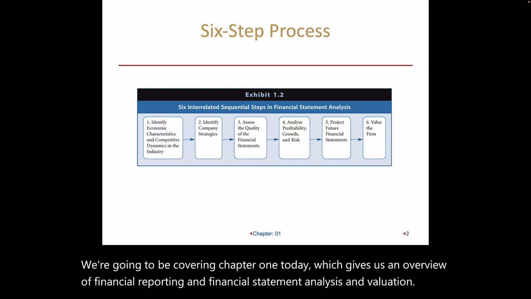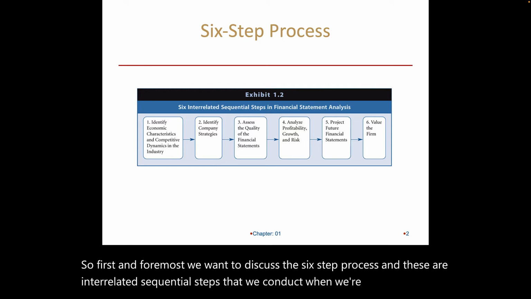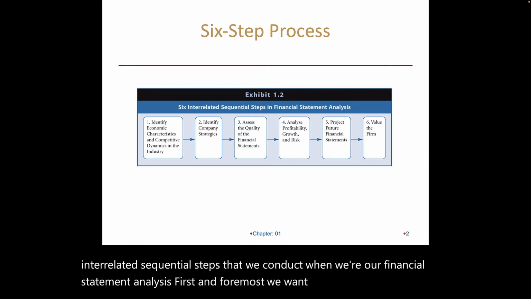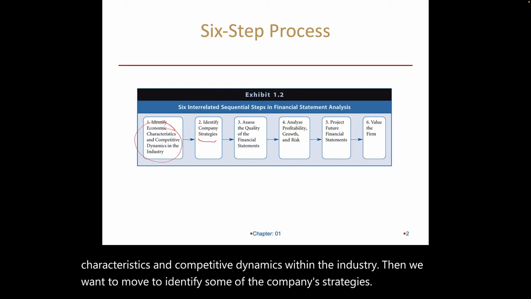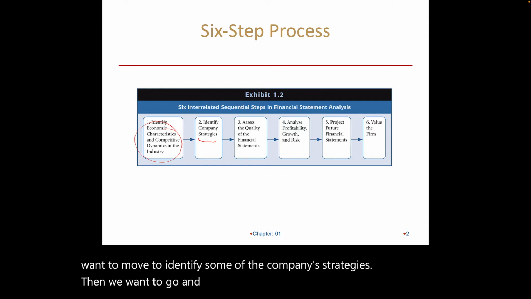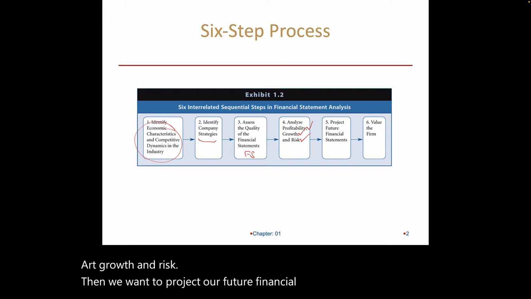So first and foremost, we want to discuss the 6-step process. These are interrelated sequential steps that we conduct when we're doing our financial statement analysis. First, we want to identify any economic characteristics and competitive dynamics within the industry. Then we want to identify some of the company's strategies. Then we want to assess the quality of our financial statements. Then we want to analyze our profitability, growth, and risk. Then we want to project our future financial statements. And lastly, we want to value the firm.